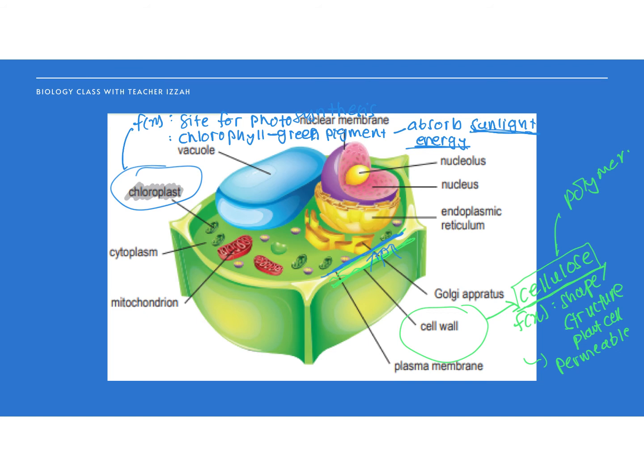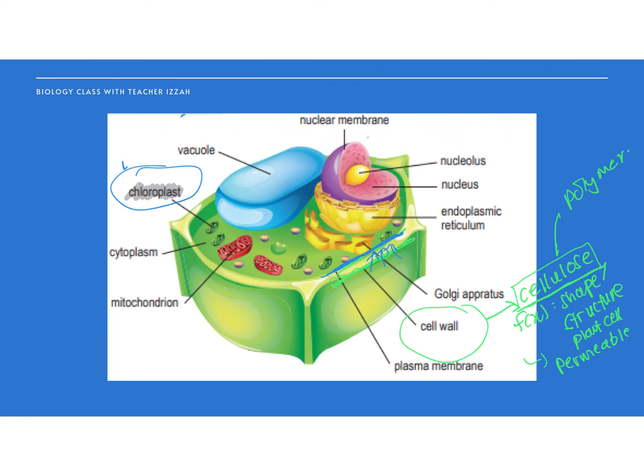Very easy. What else inside the plant cell is different from the animal cell? Vacuole. So now we move on to the next one, which is the vacuole. What is inside the vacuole? Vacuole contains cell sap. The solution inside the vacuole is known as cell sap.